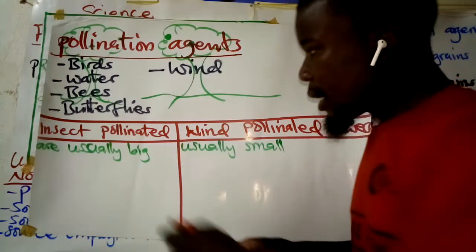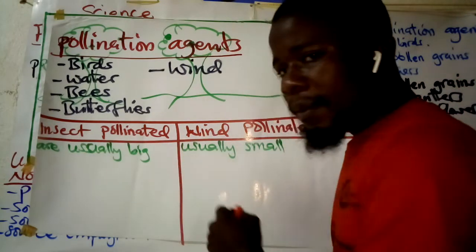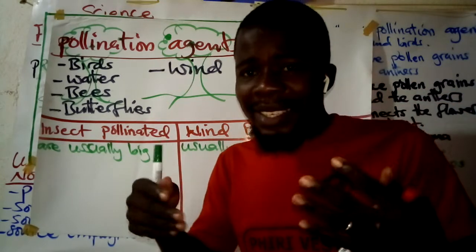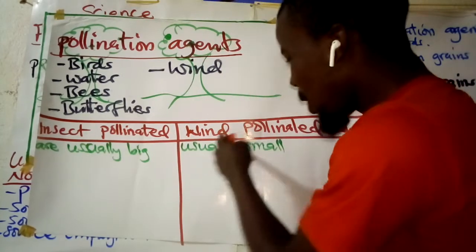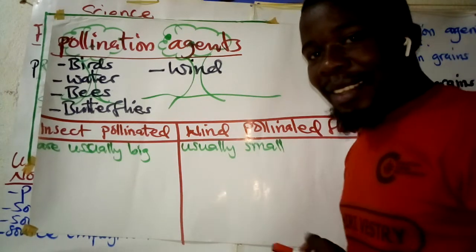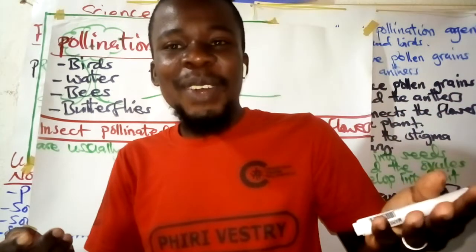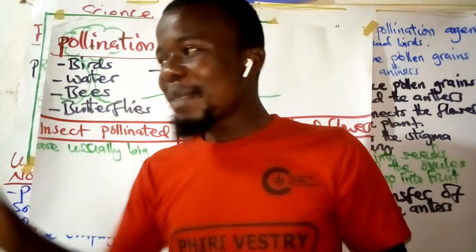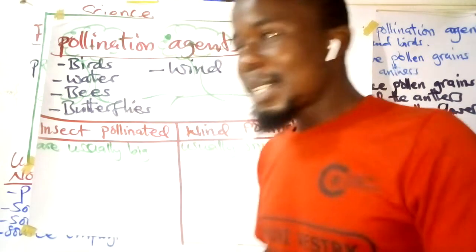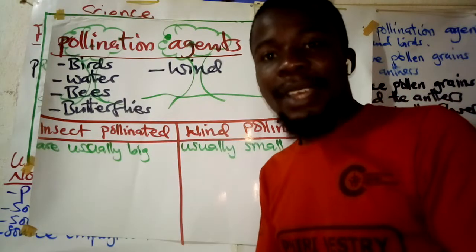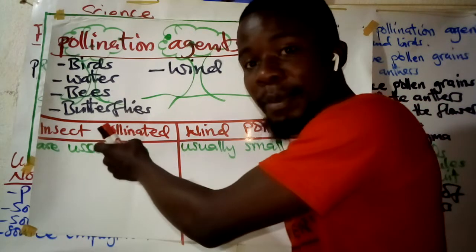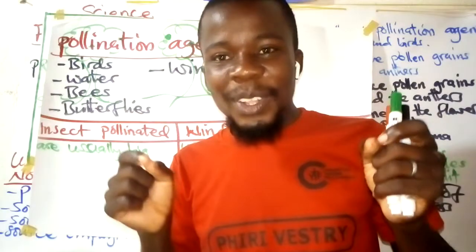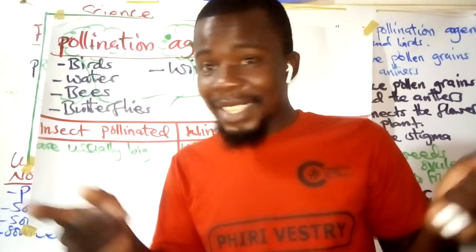Another difference is that the insect pollinated flowers have got bright petals. Their petals are brightly colored, while the wind pollinated flowers have got dull color. So the insect pollinated flowers have got bright color. The wind pollinated flowers have got dull color. All right, that's the difference.